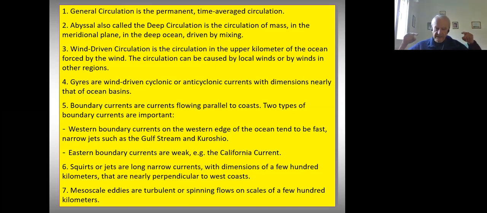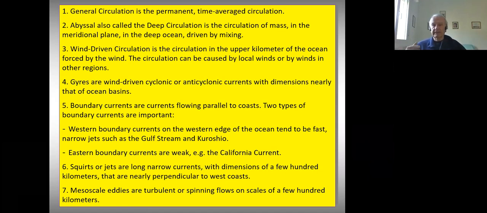So it can be caused by the wind, which acts at the place where you stay, or as the consequence of the wind blowing in some other region, and you get the signal from that region. Gyres are wind-driven cyclonic or anticyclonic currents with dimensions nearly that of an ocean basin. So you have a huge cyclone, right? Anticyclone, a huge clockwise or anti-clockwise circulation in the oceans, which are wind-driven and exist over the world ocean, and they are as large as the ocean.